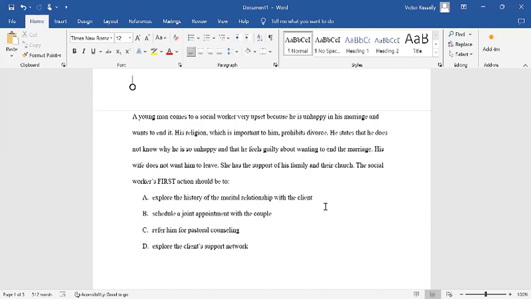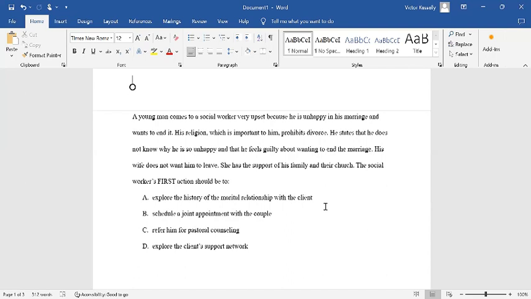So in this question, for your client, you remember who your client is. He's the young man. He's unhappy with the marriage. He wants to divorce, but he's not happy. His religion does not allow divorce. His wife doesn't want to leave him. He feels guilty about wanting to end the marriage. His family supports the wife. The church supports the wife. What do you do? So you have him as the client.